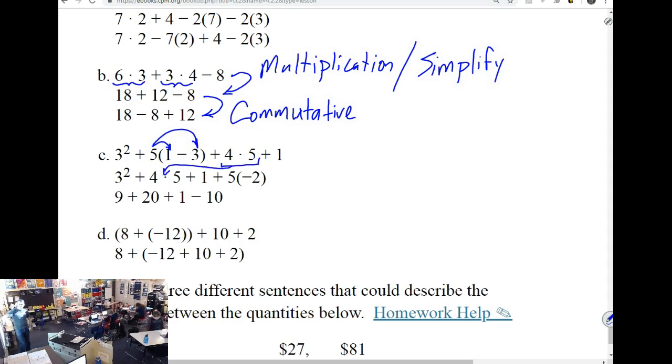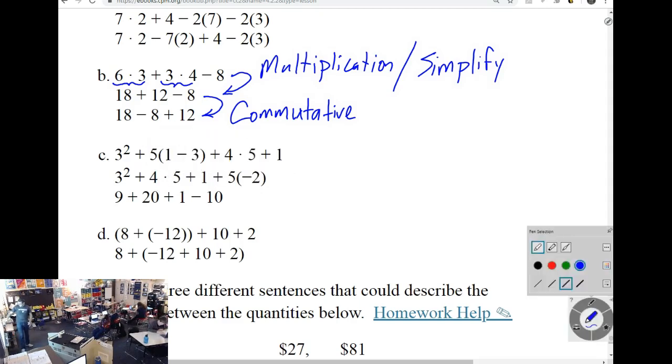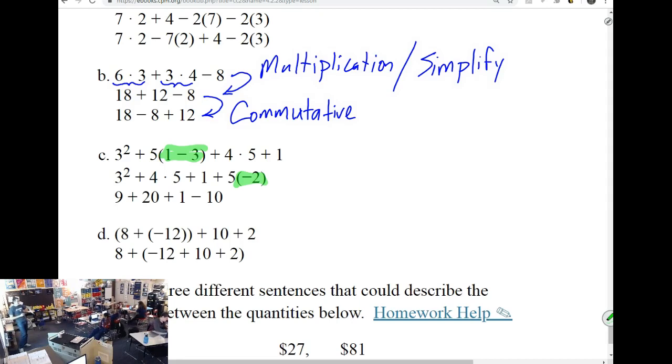The 4 times 5 bumps over, and the plus 1 bumps over. Oh, so my parentheses moved from here to here. A lot of things move. So things moved. What do we call the moving? Commutative, and we simplified, right? We solved inside the parentheses. So this would be commutative and simplified.